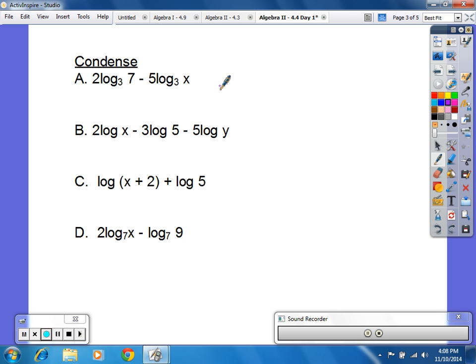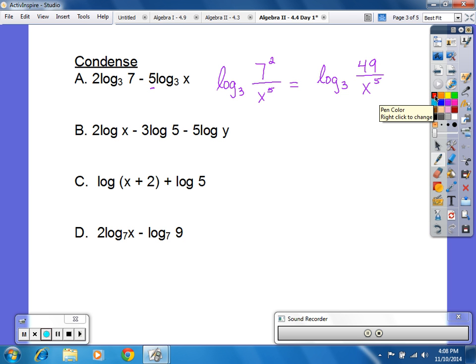The first thing I will always write is the log and the base. This one is log base 3. And then I will take a look at how many operations we have happening here. Well, anything that's multiplied is an exponent. So that means that that is 7 squared. Subtracting means to divide. Here's another exponent, so I should have an x to the 5th on the bottom. So my final answer for letter A should be the log base 3 of 49 over x to the power of 5.